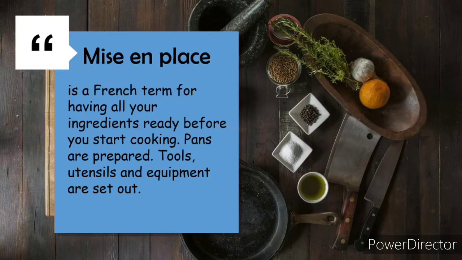Let's start by discussing this vocabulary word, which is mise en place. Mise en place is a French term for having all your ingredients ready before you start cooking. Pans are prepared, tools, utensils, and equipment are set out. So it means to gather, organize, and prepare all kitchen premises and ingredients before you start the actual cooking.